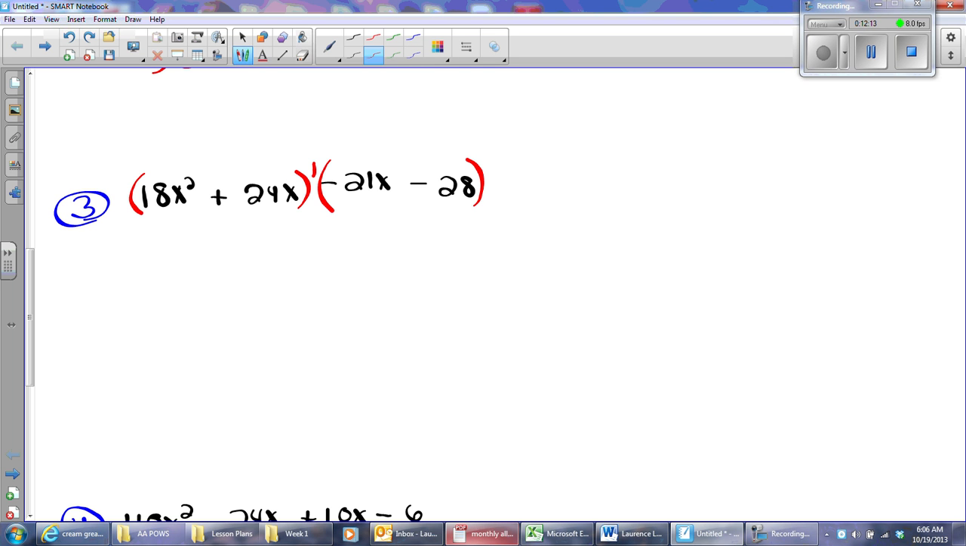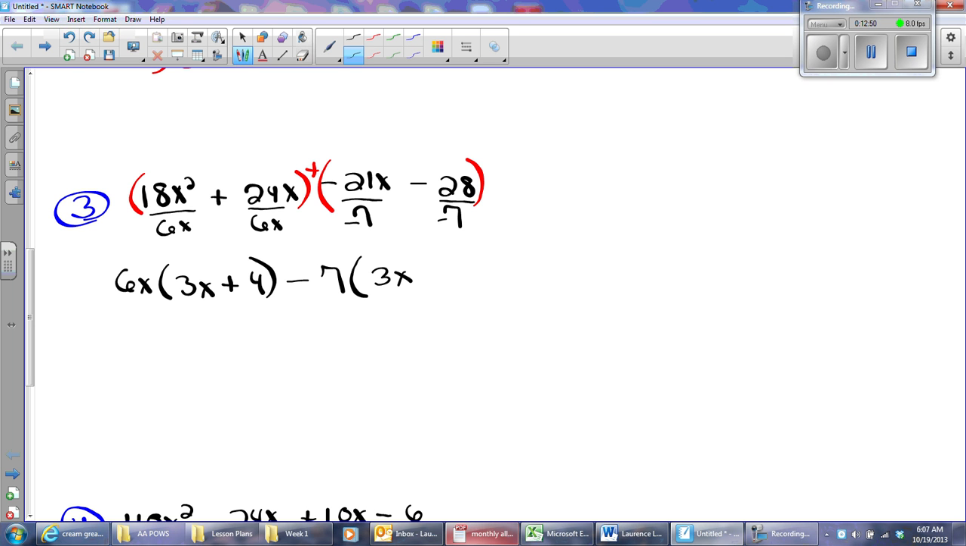I got to stick a plus sign in between those quantities when I group them like that. My GCF, I think it's going to be a 6x. Yeah, I'm going to factor out a 6x from the first pair. So I'm going to have 6x times the quantity of 3x plus 4. Okay, now my GCF here, both terms are negative. I'm going to pull out a 7, but both terms in the first quantity are positive, so I'm going to pull out a negative 7. Notice I didn't put the plus sign in because I pulled out a negative 7. I'll get a 3x, and then I'll get a 4.